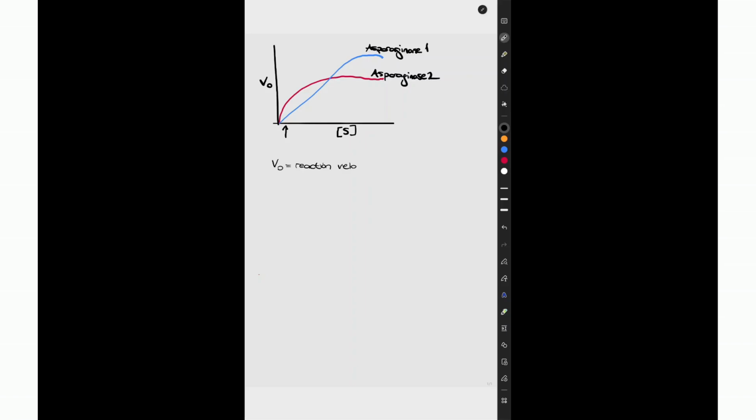The two enzymes, asparaginase 1 and asparaginase 2, are compared. Asparaginase 1 has a higher Vmax, meaning it can catalyze the reaction faster overall. Asparaginase 2 has a lower Km. It has a higher affinity for the substrate.